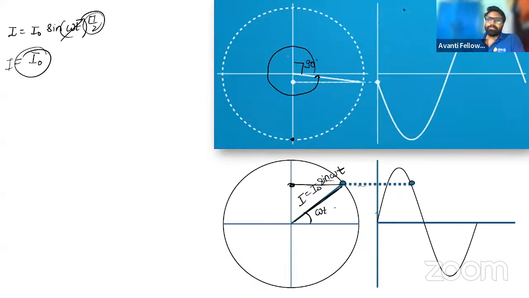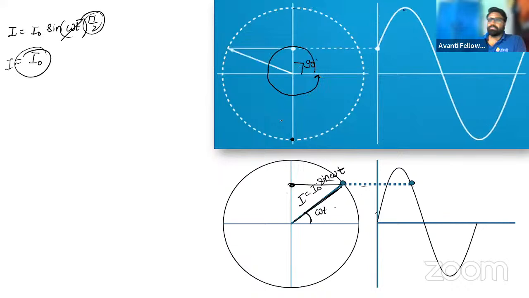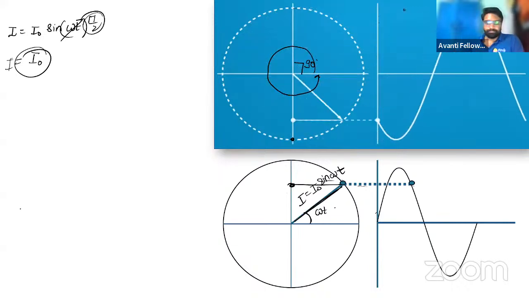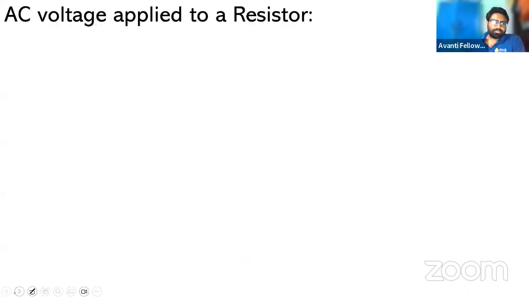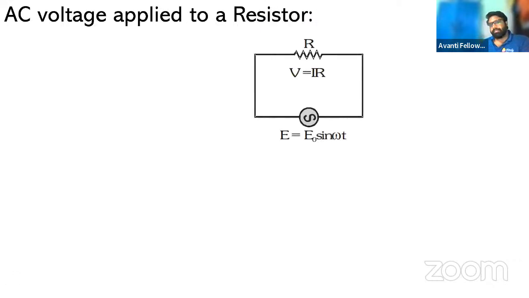This dot is moving up and down, which means magnitude is varying. Now, AC voltage applied to a resistor. We have placed a resistance R here. V is equal to IR, and the voltage applied is E equals E naught sin omega t. We are representing voltage here as EMF.